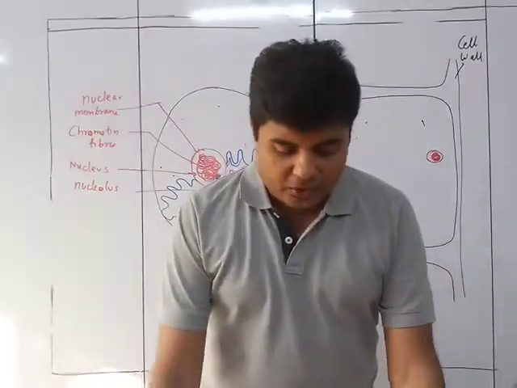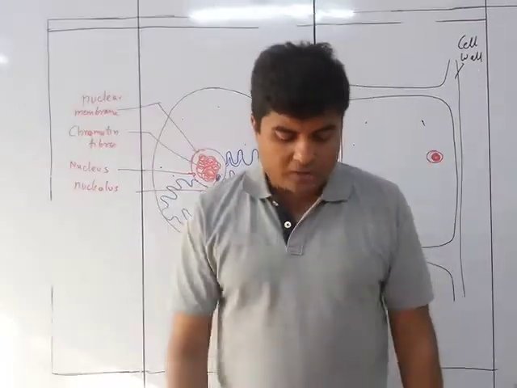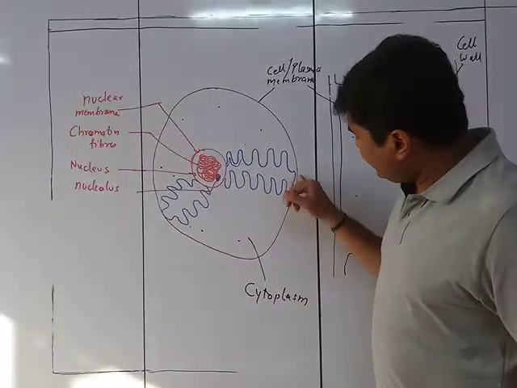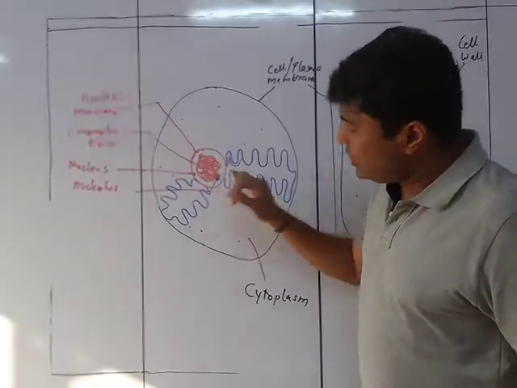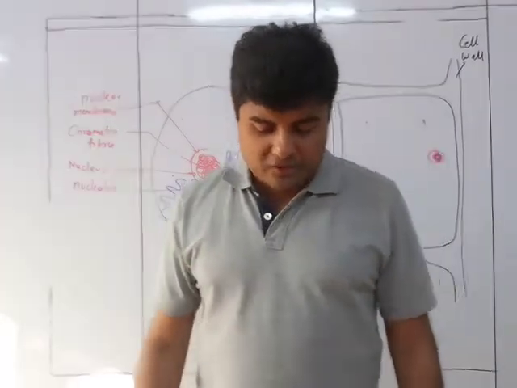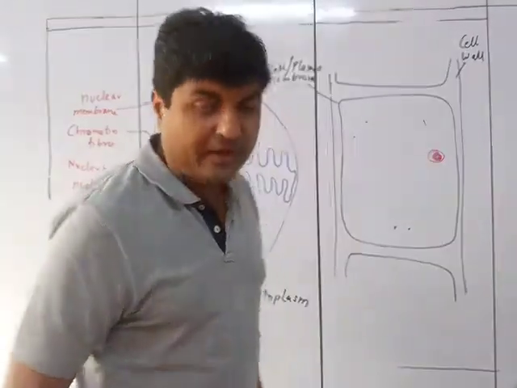It is continuous with the plasma membrane on the outside and the nuclear membrane on the inside. So basically, it is a connecting thing between the plasma membrane and the nuclear membrane. A connective thing between the two. And it may be smooth or rough when ribosomes are attached.